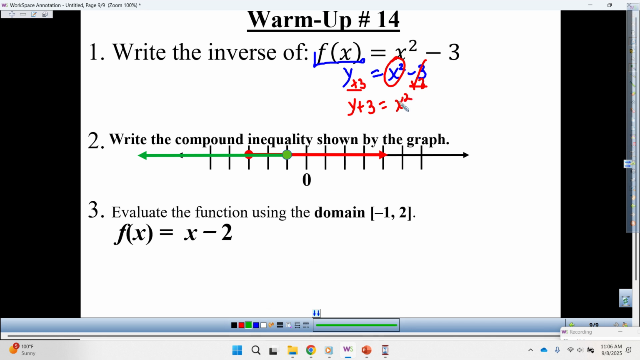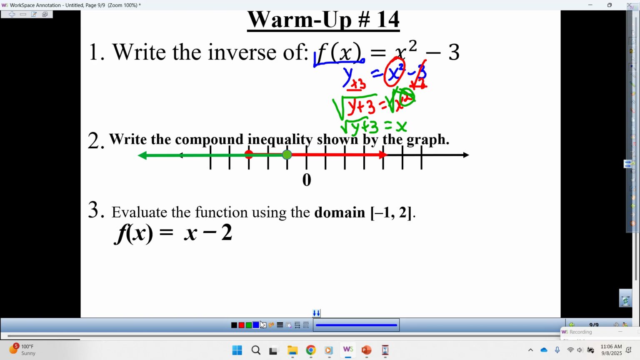I'm still not done. I need to get rid of this squared using inverse operations. What is the inverse of squaring? Tell your neighbor, what is the inverse of squaring a number? All right, how about Mr. Q? Square root. All right, so take the square root here and square root there. That's the inverse of squaring. So this cancels this. We're left with x equals square root of y plus 3.